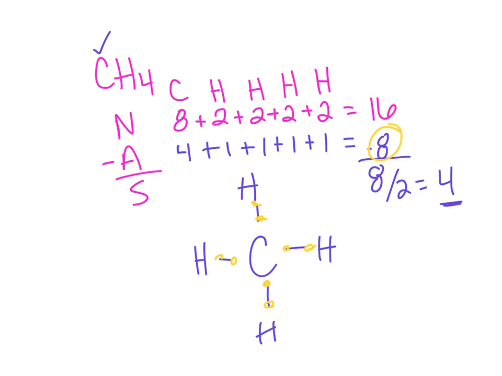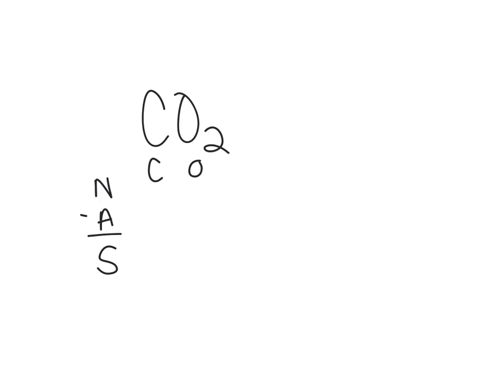Let's do another example. Are you ready for another one? Carbon dioxide. Do it. Carbon dioxide. So if you're working through NAS, you would put carbon, oxygen, oxygen, and start doing your little calculation thing there. So give it a try, and then we'll check it together.